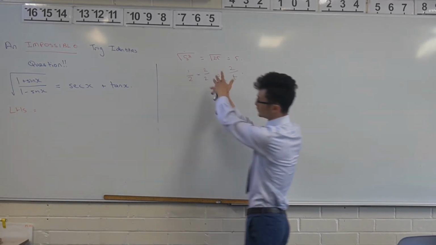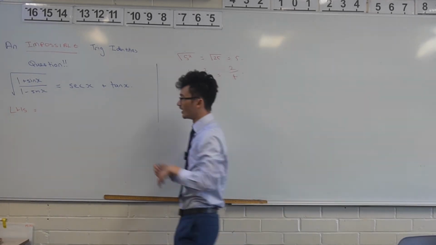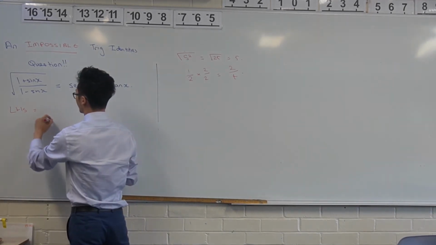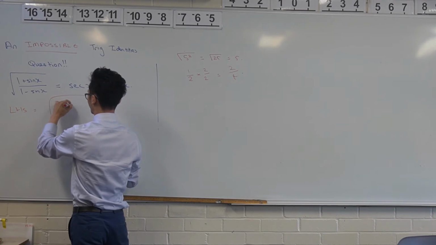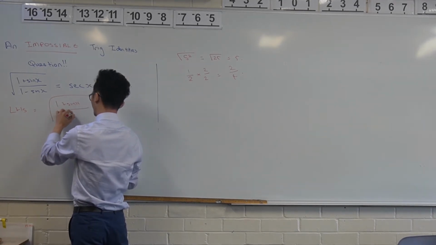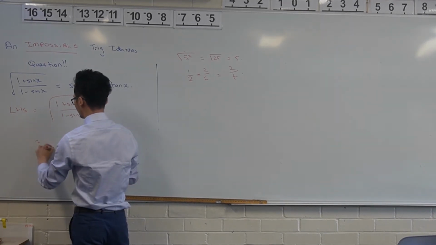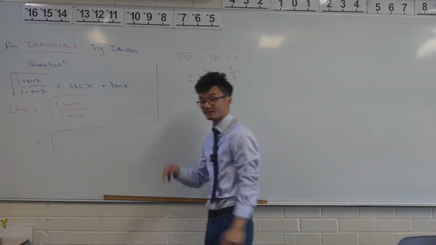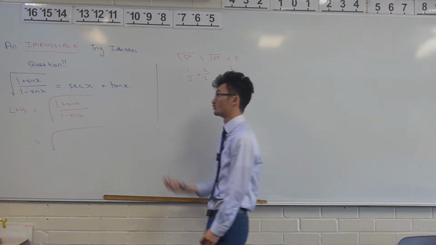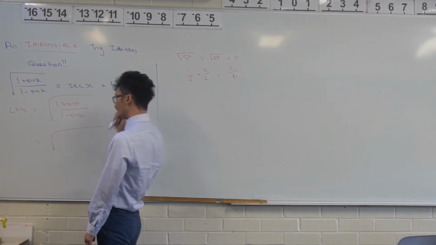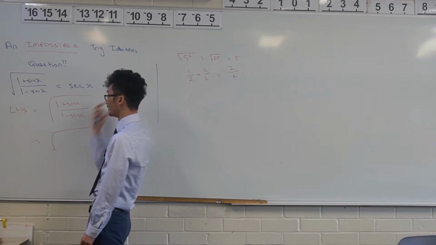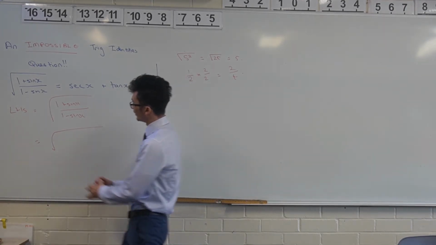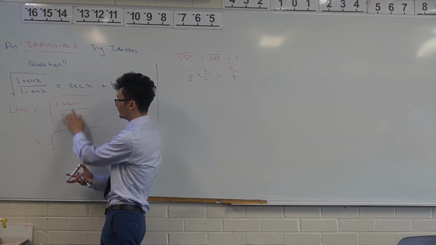Combining these two tricks, I can actually manipulate this to remove the square root. Let me show you. If you take the LHS as the square root of (1 plus sine x) over (1 minus sine x), I can multiply the top and bottom by something so that I can remove the square root. And this is where you need to be a bit creative. Initially I tried sine x and that didn't quite get me where I wanted to get to. But you can think, what if I tried to multiply by one of these two things?